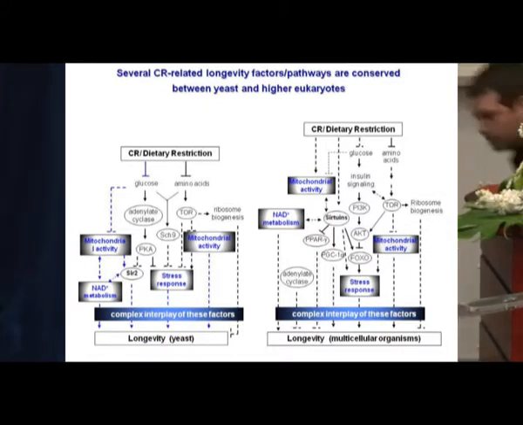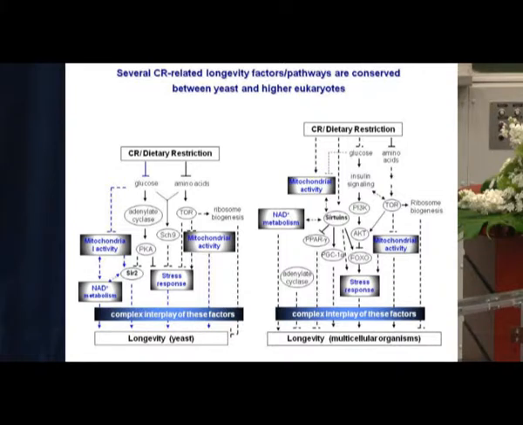For example, this slide shows several of the CR-related longevity factors and pathways identified so far that are conserved between yeast, shown on the left, and higher eukaryotes, shown on the right. These factors include proteins, like those shown in oval shape.